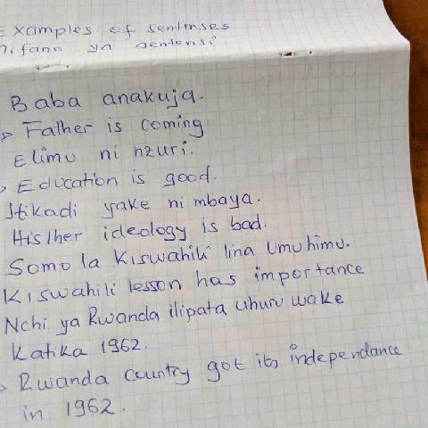For example, tunaweza kupata irabu mbili ambazo zinafuatana, tunazirefusha, zinakuwa ndefu sana kwa kuzungumza. For example, when I say kukaa, K U K A A. So we have two A. Sizungumzi kuka. Zinakuwa ndefu. Kukaa, it's like to sit or to live somewhere. We have njoo, double O. Njoo, come.